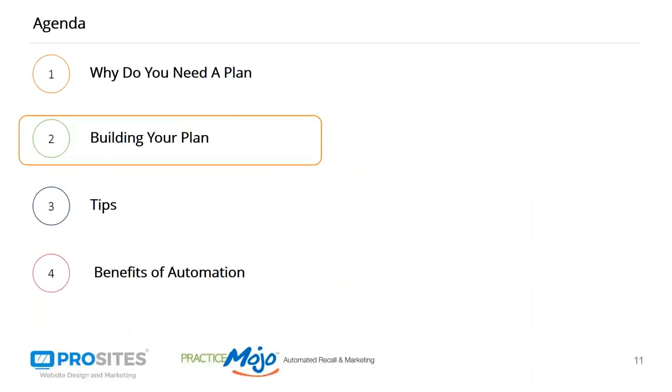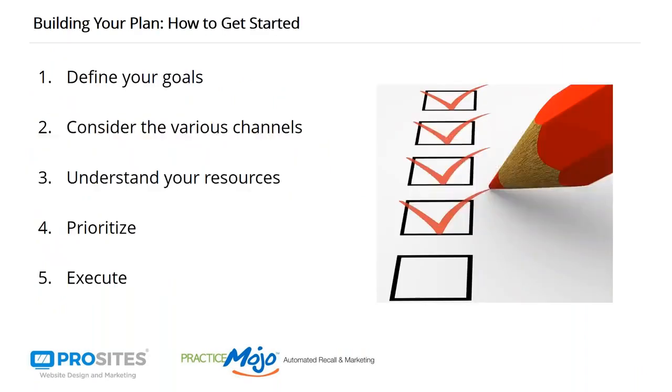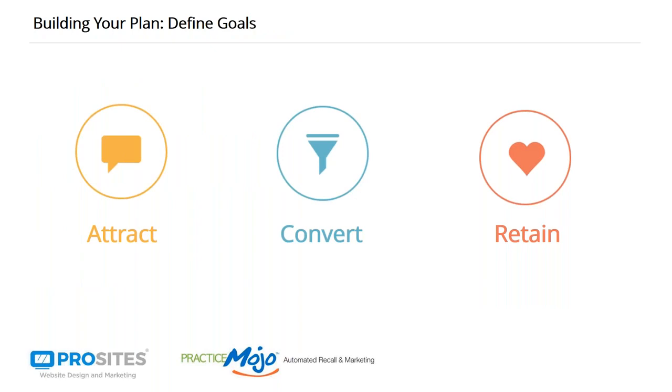So next, let's talk about how you build a plan. What do you incorporate? What are the communication channels? Things like that. When you build any plan, it's great to have a checklist of how to get going. So you want to start by defining your goals. Think about all the channels that are available to you. Understand the resources that you have, your financial and your human resources. Prioritize and then execute. So let's talk about all of these a little more.